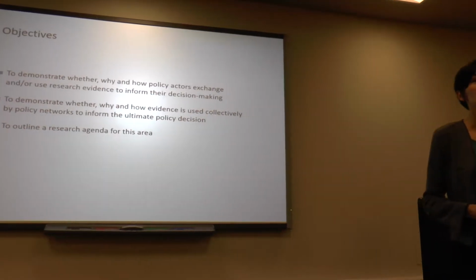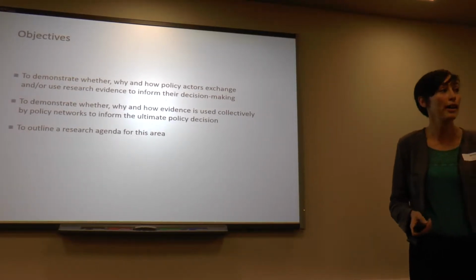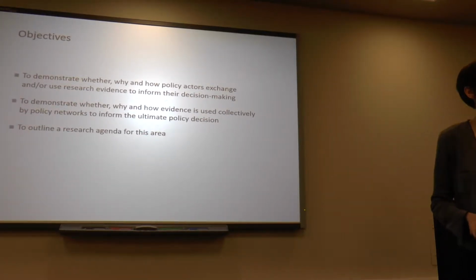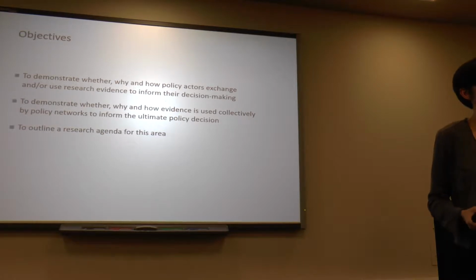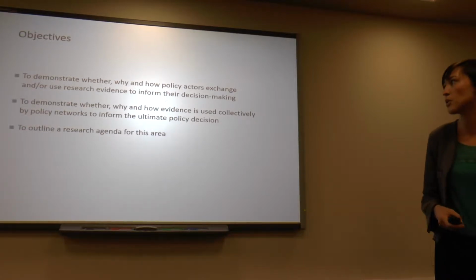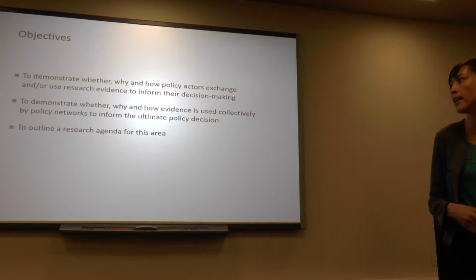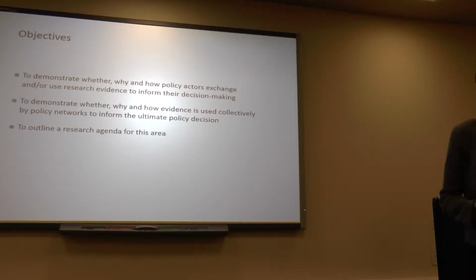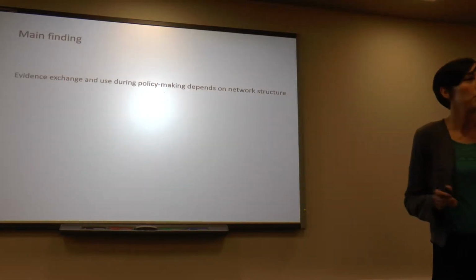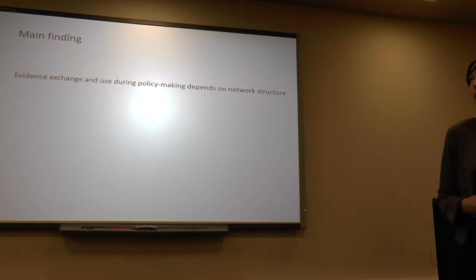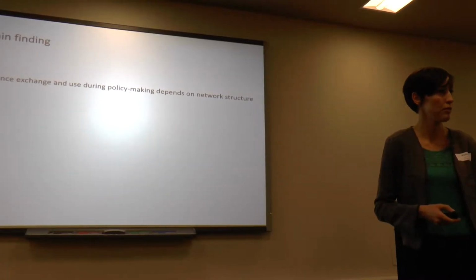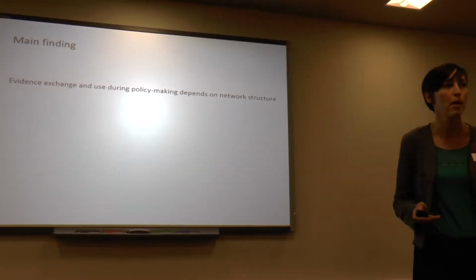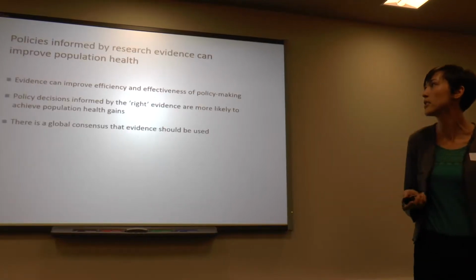So the objectives of the seminar are first to demonstrate whether, why, and how policy actors exchange or use research evidence in their decisions during policy processes, to demonstrate whether, why, and how evidence is used collectively by collective policy networks to inform the ultimate policy decision that is made, and then to outline a research agenda for this area moving forward. So I'll tell you now that the main finding of this body of work is that evidence exchange and use in policymaking depend on network structure. Okay? So I'm obviously going to unpack this to a great extent, but this is the main message.